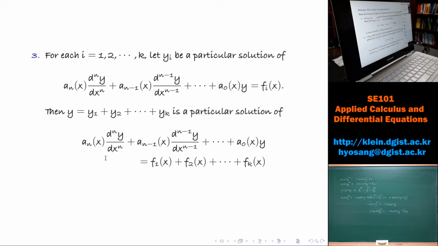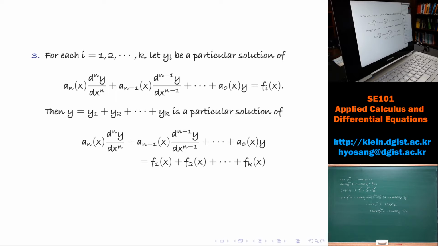So let's see the third principle. The third principle says that if you have y_i as a particular solution to this non-homogeneous differential equation, where the non-homogeneous term is f_i for each i, then y defined as the sum of y_1 to y_k is a particular solution of the differential equation where the non-homogeneous term is the sum of the f_i's. Okay, so why do we care about this third principle?